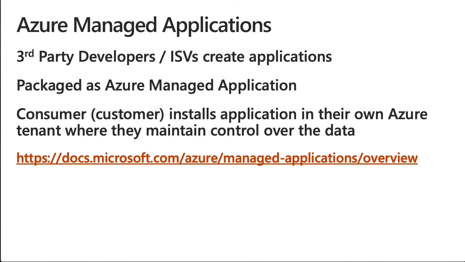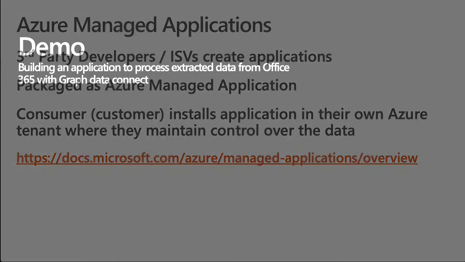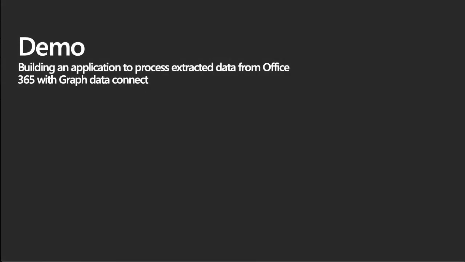Now, this is advantageous because remember, Graph Data Connect is only going to put data that it extracts from Office 365 into the Azure subscription that's associated with that Office 365 subscription. So that part's key and important. What we're going to do is see how we can take an application that can process the extracted data from Office 365 with Graph Data Connect. In this sample, we've already got the project built, and I just want to show you how it's working with all this data.